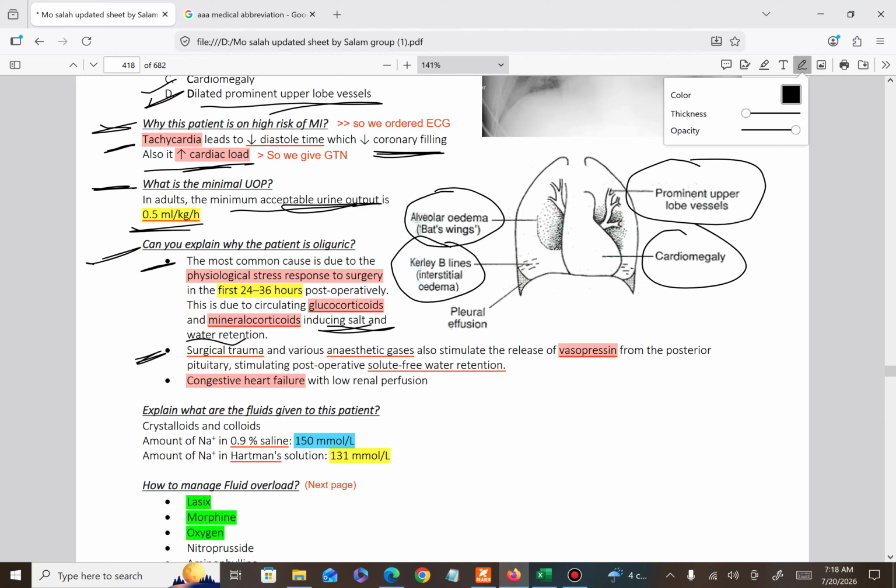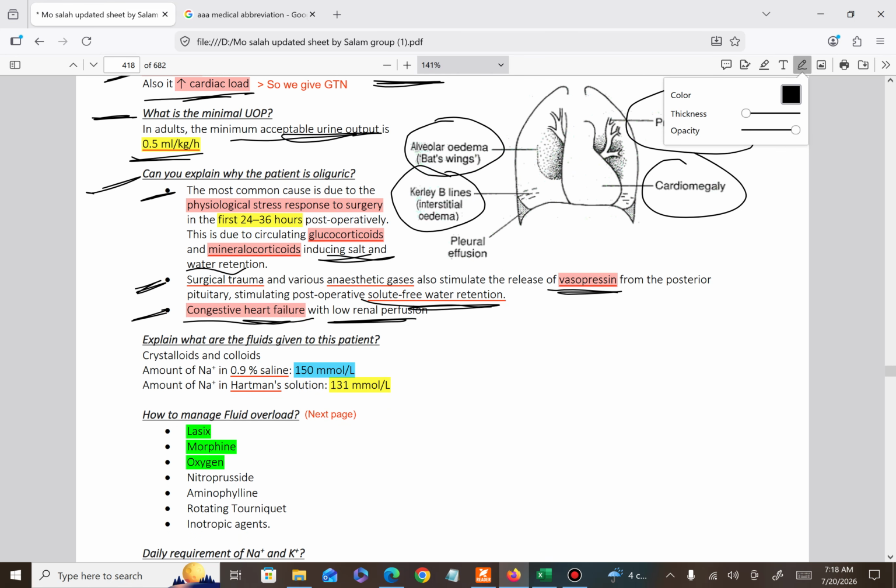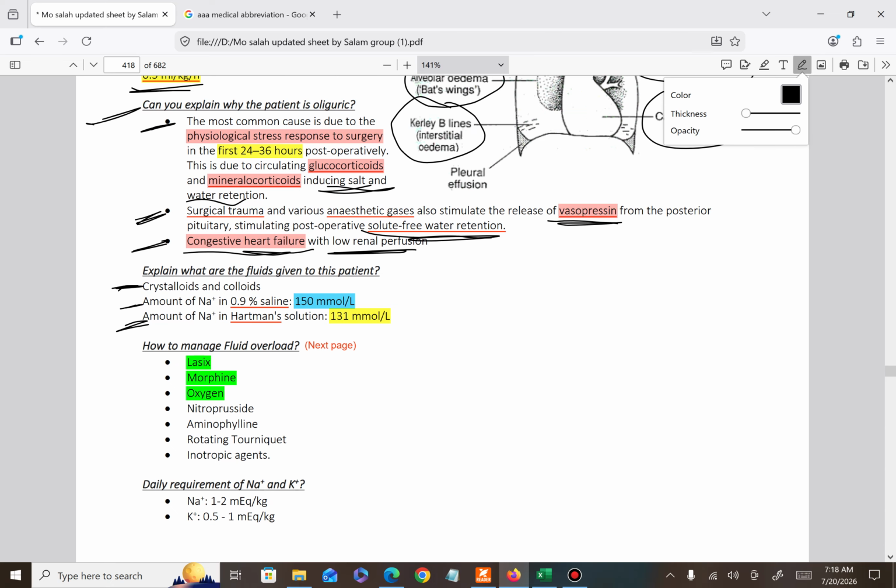Then the second reason is surgical trauma and various anesthetic gases also stimulate the release of vasopressin from the posterior pituitary, stimulating post-operative solute-free water retention. Then the third reason is congestive heart failure with low renal perfusion. Explain what are the fluids given to these patients. Okay, so crystalloids and colloids were given. Amount of sodium in 0.9% saline is 150 millimole per liter, while amount of sodium in Hartmann solution is 131 millimole per liter. How to manage fluid overload?